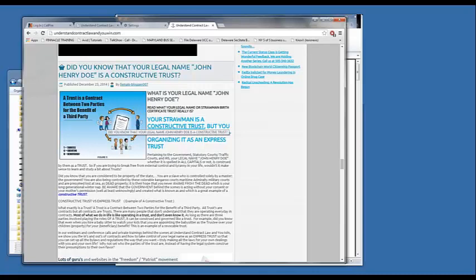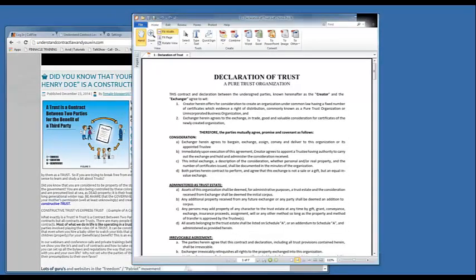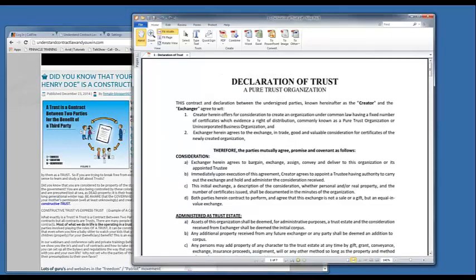But the legal name, the John Henry Doe legal name, is a constructive trust. Why is it a constructive trust? Because there are two kinds of trust, constructive and express. So an express trust is this. This is a private express trust organization. As you can see, I will just start reading.